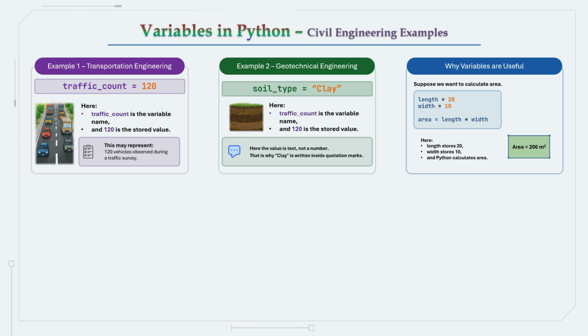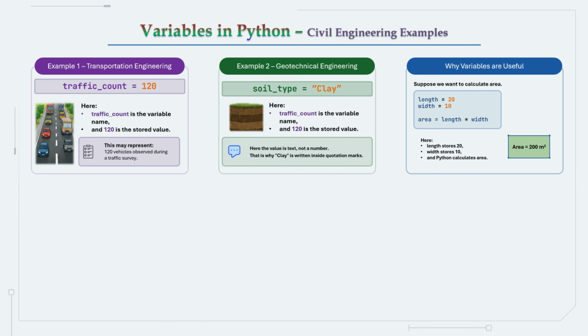Suppose we want to calculate the area of a rectangular plot. We know the formula area equal to length into width. Here, instead of directly writing the number in the formula, we first store the values inside variables. Now refer to the code: length equal to 20, width equal to 10. This means the variable length stores the value 20 and the variable width stores the value 10.